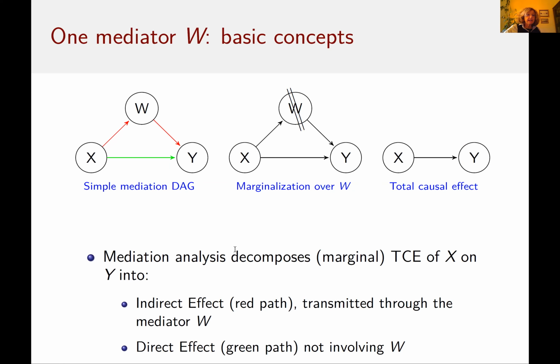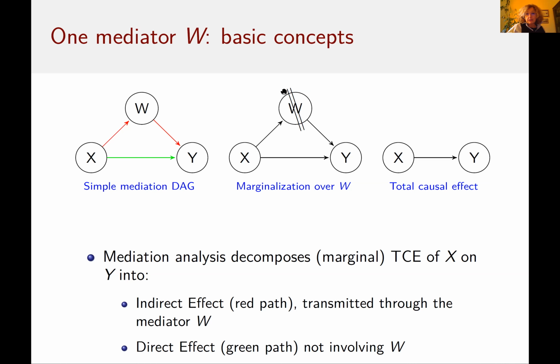So the basic idea is that with one mediator, we have this directed acyclic graph, and the objective is to decompose the total causal effect into an indirect effect, which is the red path, which is somehow transmitted to the mediator, and a direct effect, which is the green one, which is actually not involving W. And what do I mean by that? I hope it will become clearer later, because there are several different ways to do this decomposition.